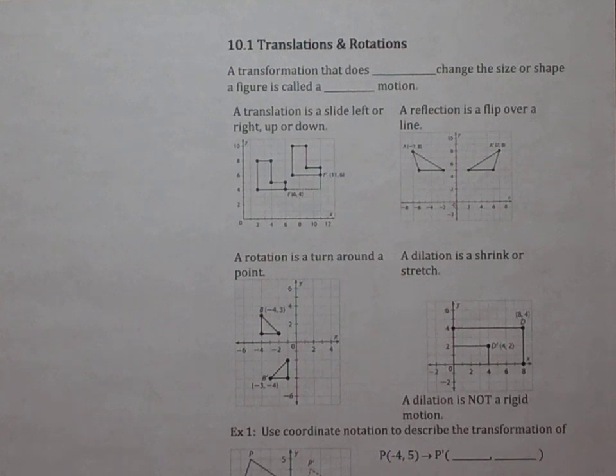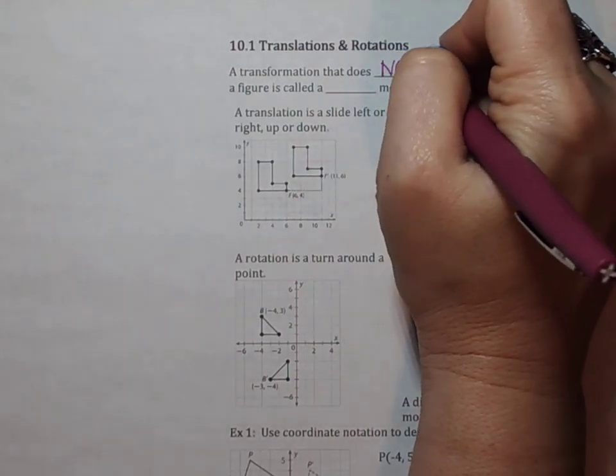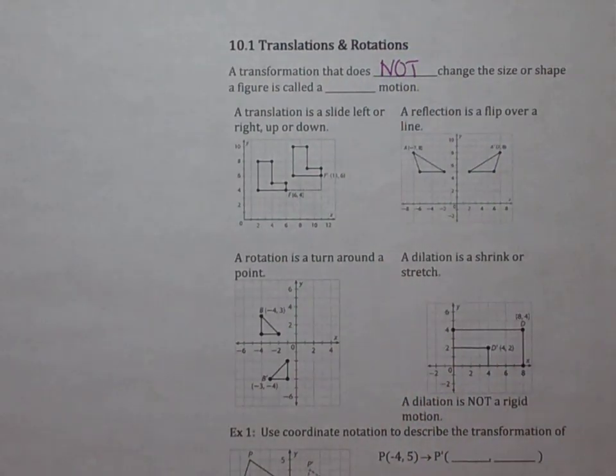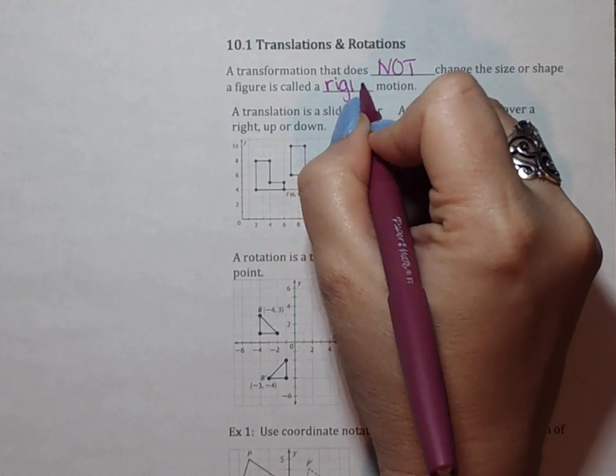Alright guys, so this unit is all about transformations. Let's go ahead and get this first definition out of the way here, and then we'll talk a little bit more about what a transformation actually is. So a transformation that does not change the size or shape of a figure is called a rigid motion.